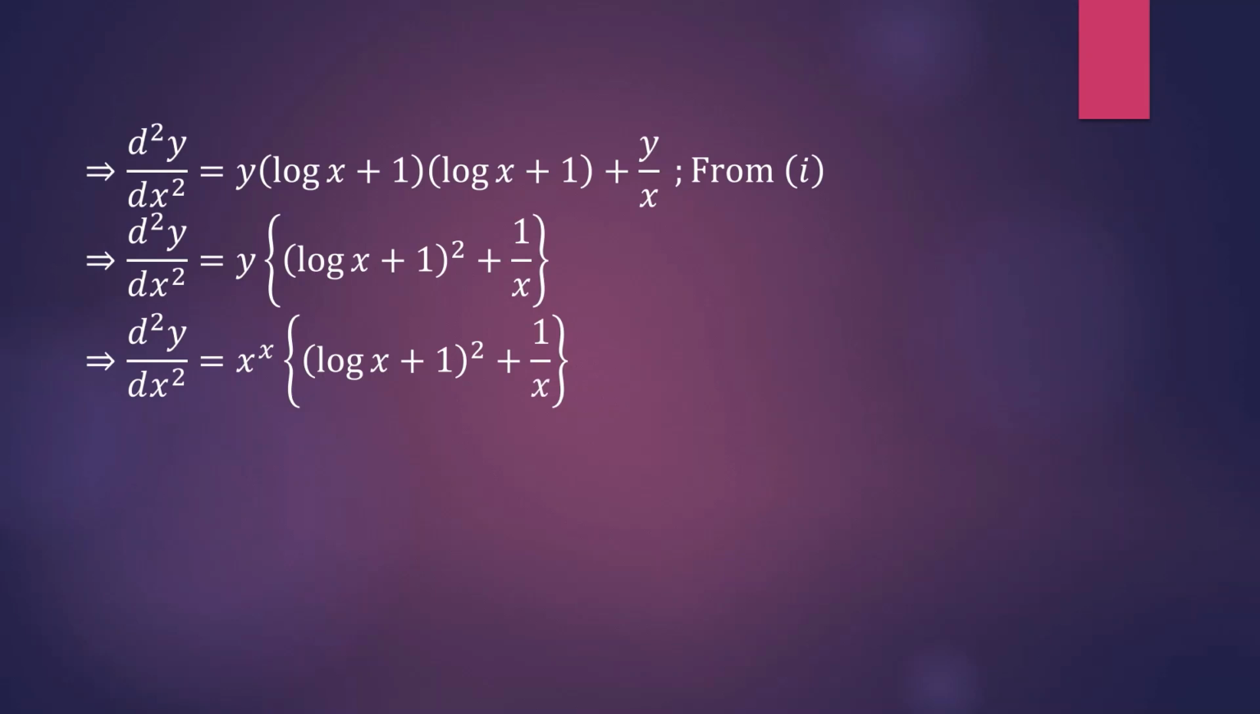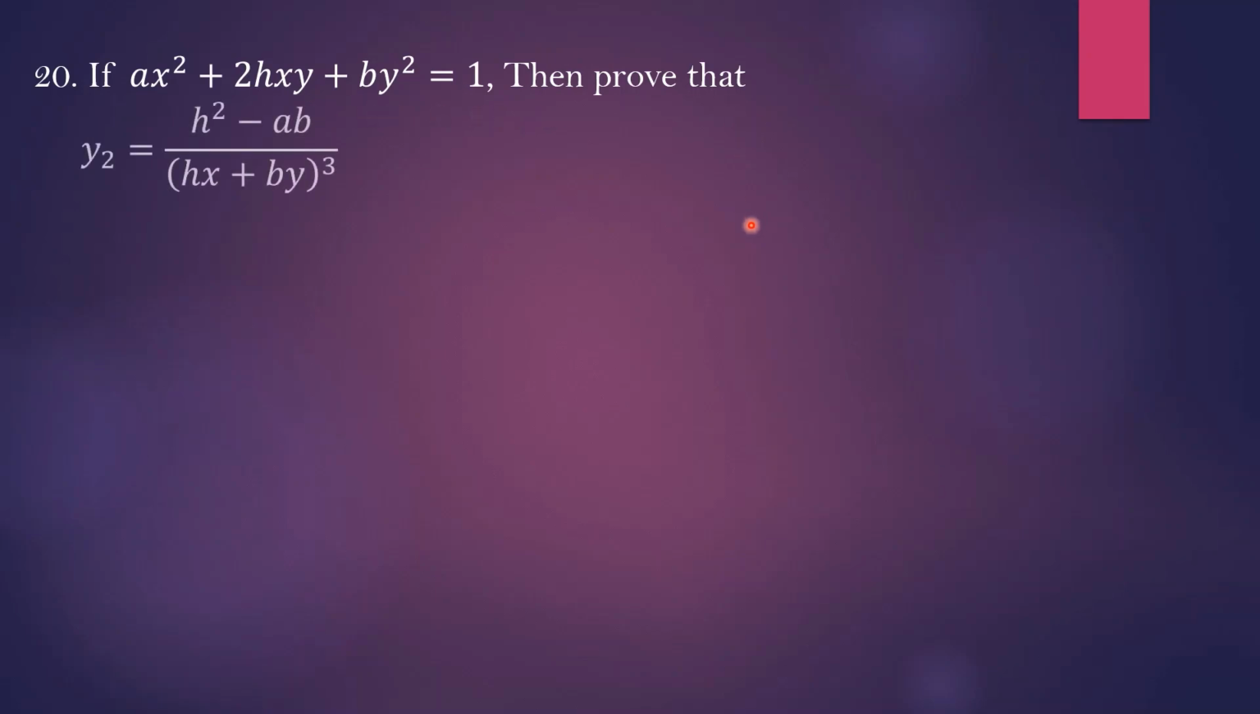Okay, so we take another question of this chapter. You see the question number 20. If ax square plus twice hxy plus by square is equal to 1, then prove that y2 is equal to h square minus ab divided by hx plus by whole cube. This y2 is actually d2y dx2. You already know this. This is another symbol to represent a second derivative.